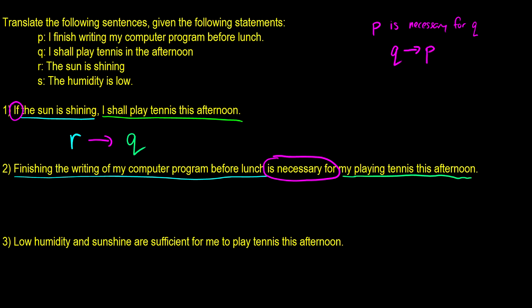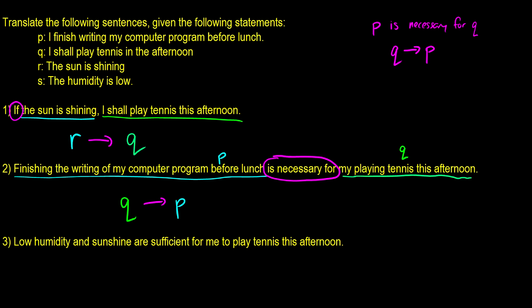So if playing tennis this afternoon is Q and finishing the writing of my computer program is P, and I'm saying P is necessary for Q, this means that the result is going to be Q arrow P. That's how we translate the second sentence.